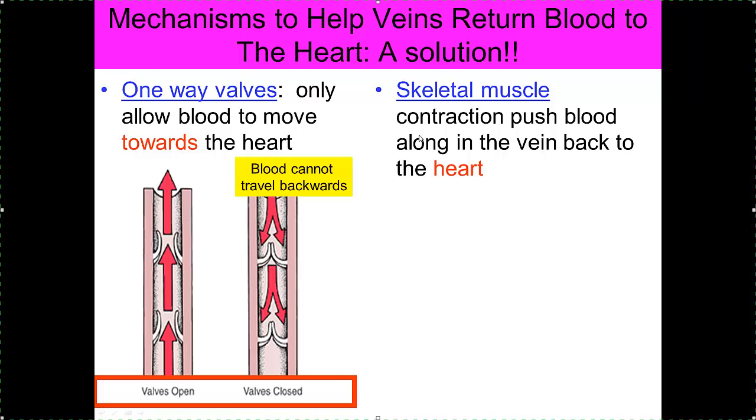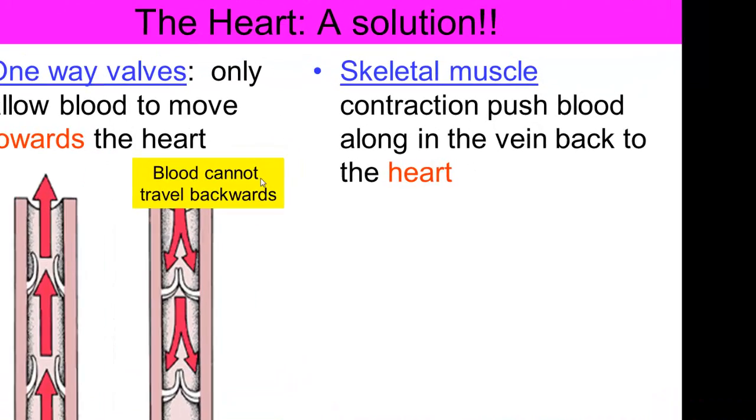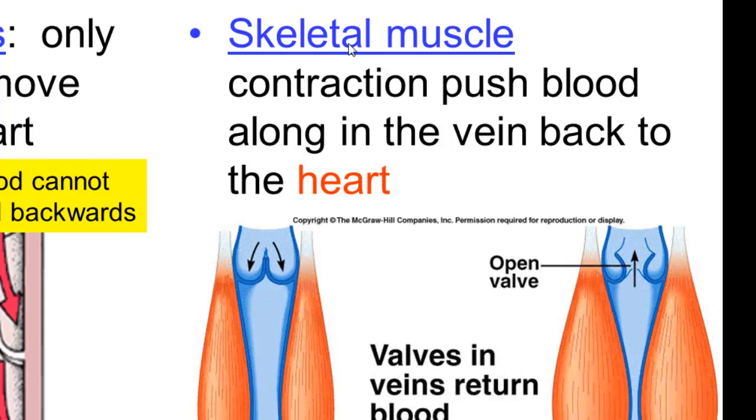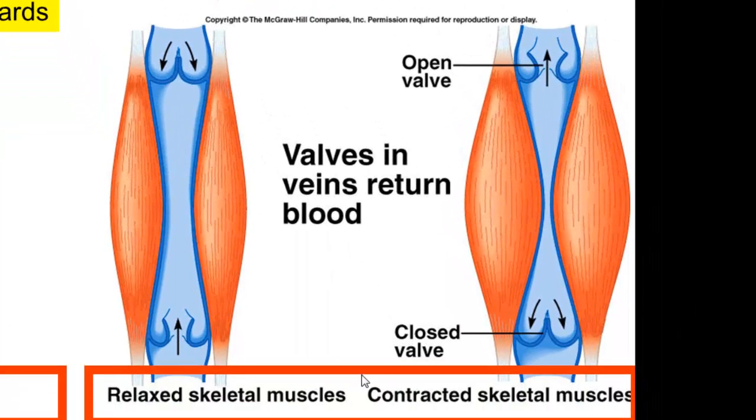Skeletal muscles, so the muscles in your limbs, contract along these veins to push the blood back up to your heart. So here's an example of a vein sandwiched between two skeletal muscles. As the muscle relaxes, it allows these valves to open. As it contracts, it closes the valves and pushes the blood up towards the heart.